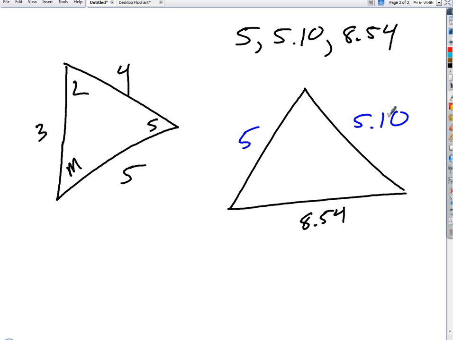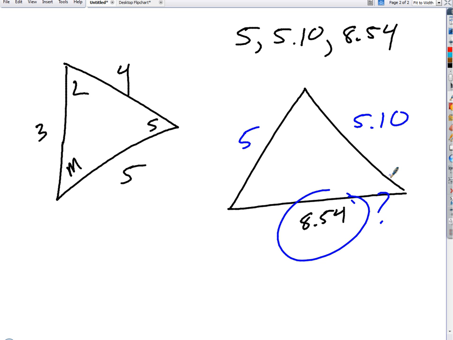Let me ask you this. If this were a right triangle, which of the three sides would have to be the hypotenuse? The 8.54, because for a right triangle, the hypotenuse is always the biggest side of the triangle, isn't it? Right? So the question is, 8.54, is that the correct hypotenuse for these two sides? Well, the way to find out is let's just calculate what the hypotenuse would be for those two sides, right?